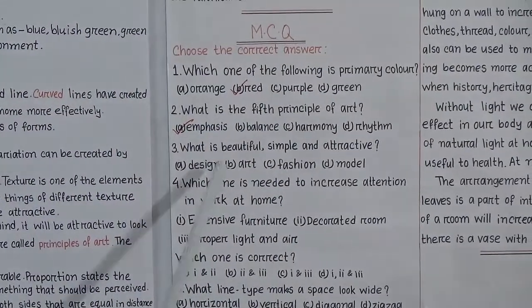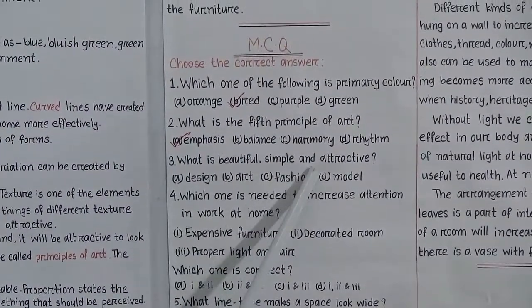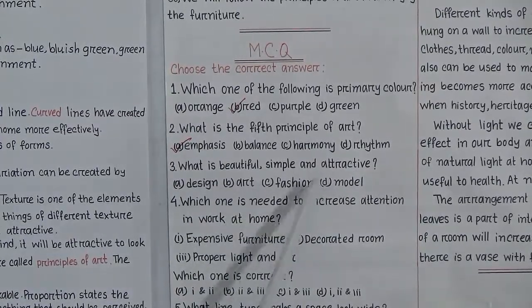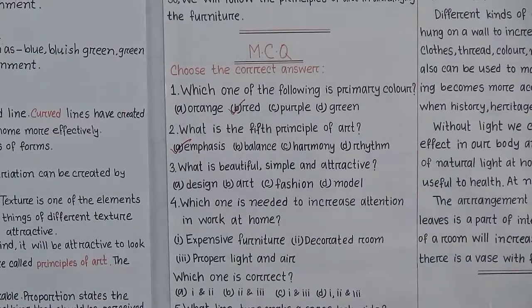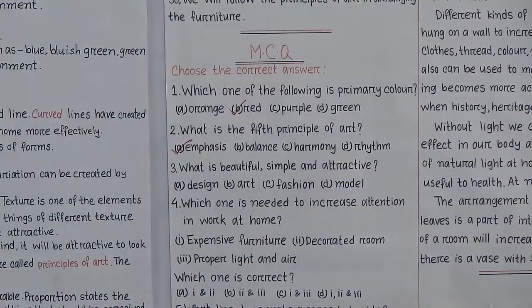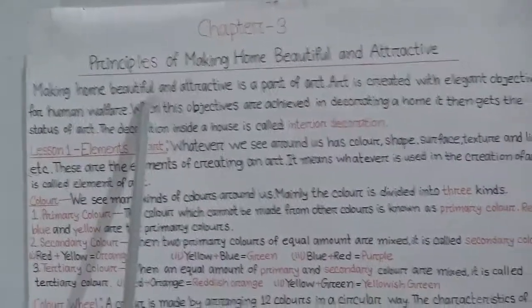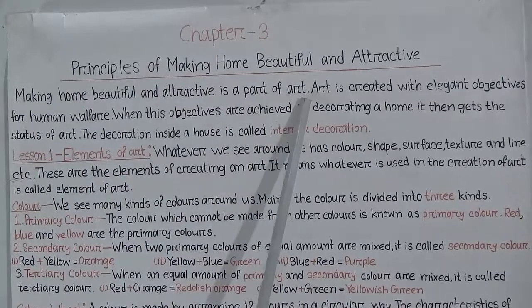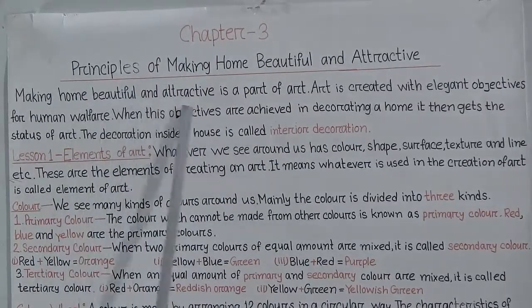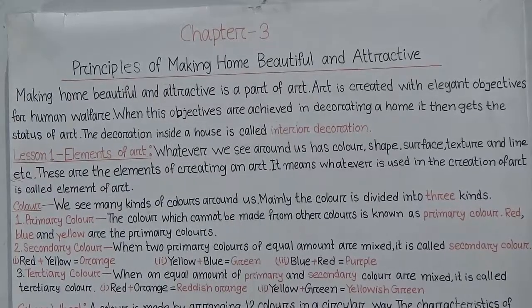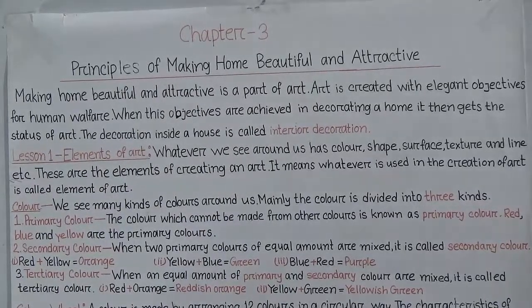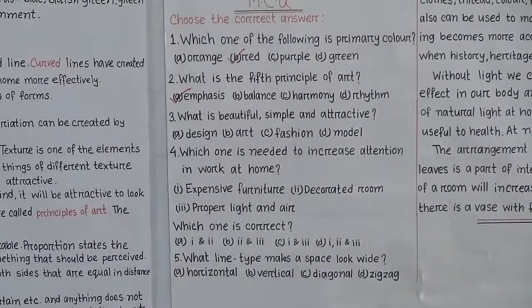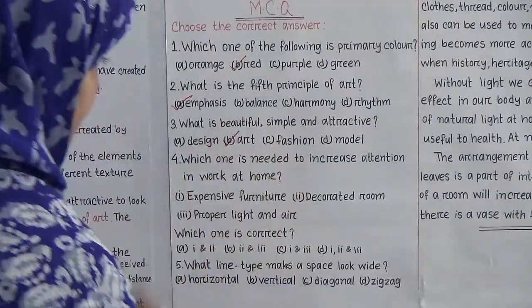Now number 3. What is beautiful, simple and attractive? Options are design, art, fashion, model. In lesson 1, we find making home beautiful and attractive is a part of art. I'm repeating again, making home beautiful and attractive is a part of art. So our question is, what is beautiful, simple and attractive? We find the answer. The answer is option B, art.